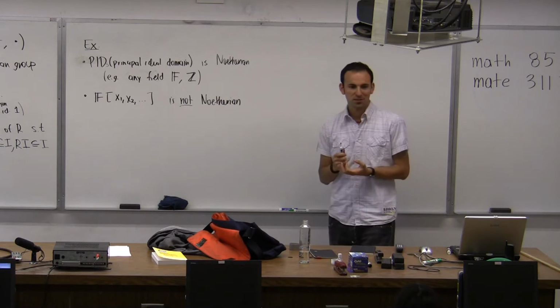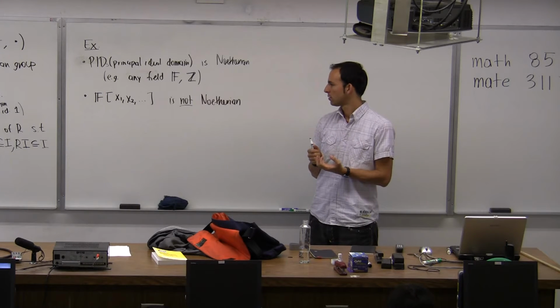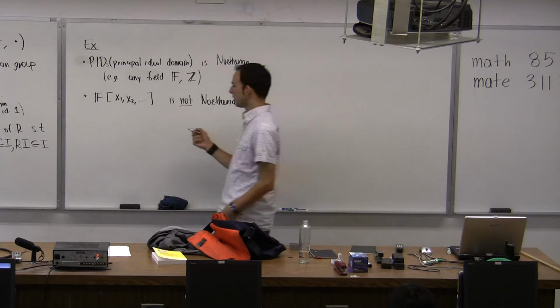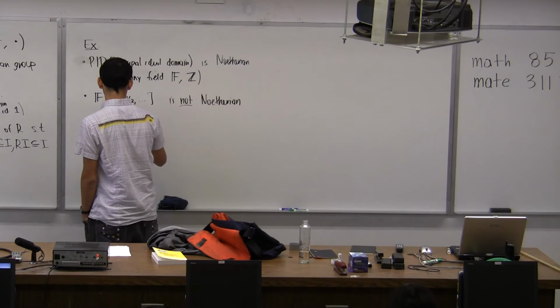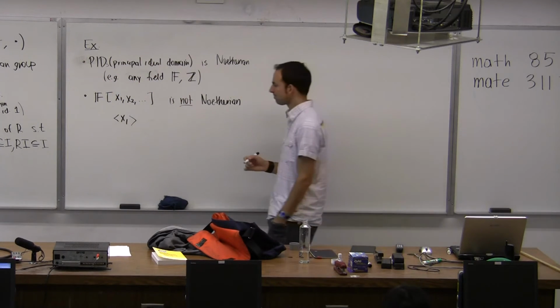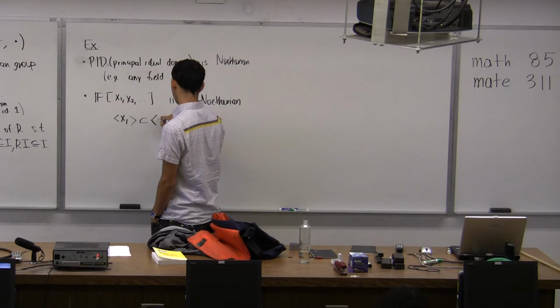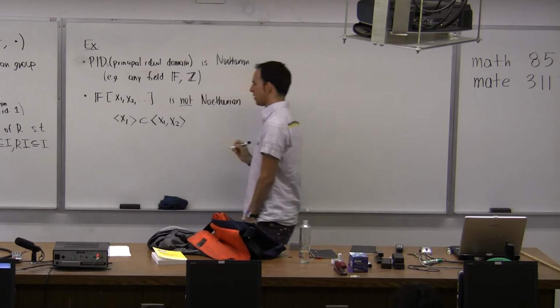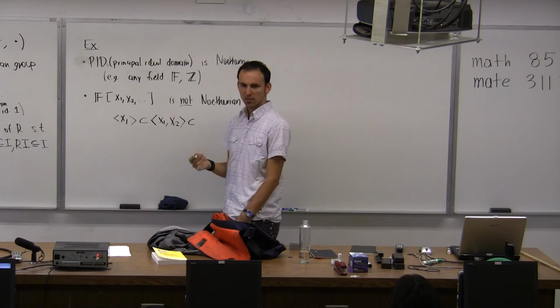Can you think of one of these things? For example, what I could do is, let's take the multiples of x1. So that's an ideal, and that's inside the ideal generated by x1 and x2, inside the ideal generated by x1, x2, and x3, etc.